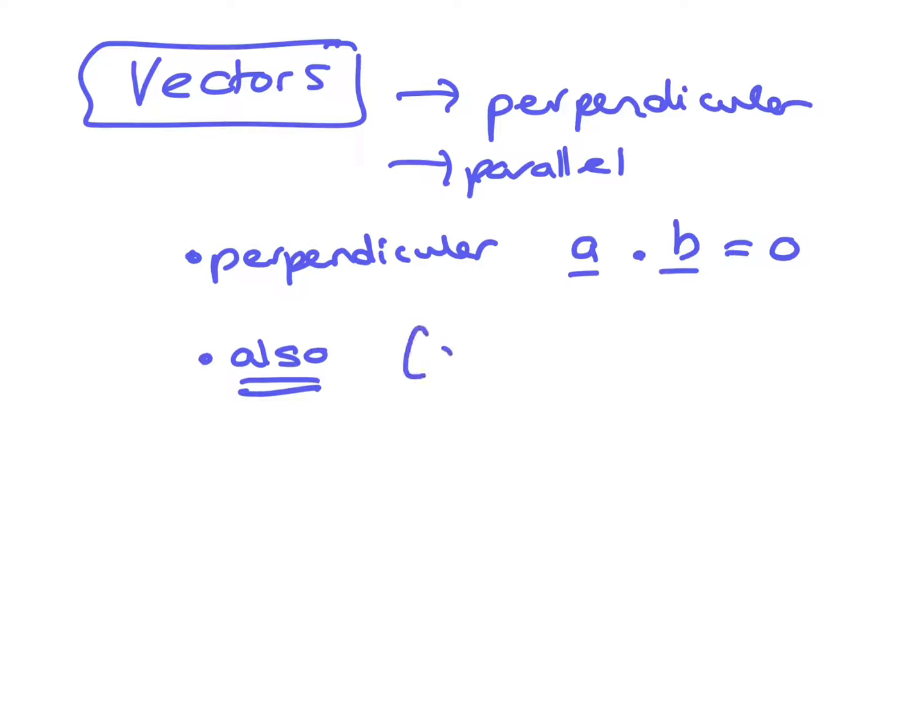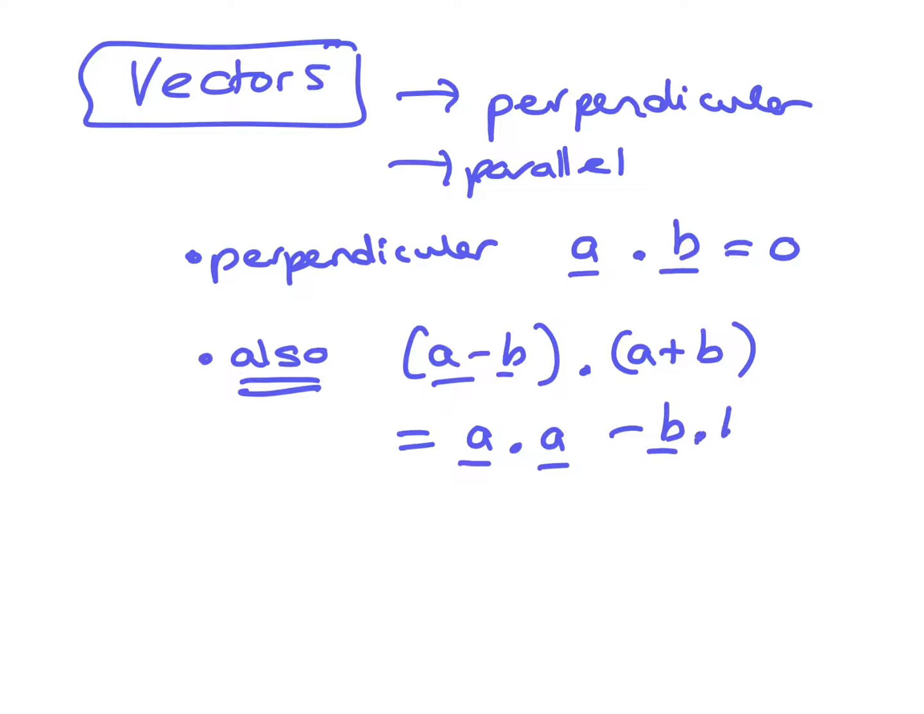Just realise too that sometimes, say you have (A plus B) dot (A minus B), then the dot product would be like the difference of two squares, so it's A dot A minus B dot B. We also know that A dot A is equal to the magnitude of A squared.